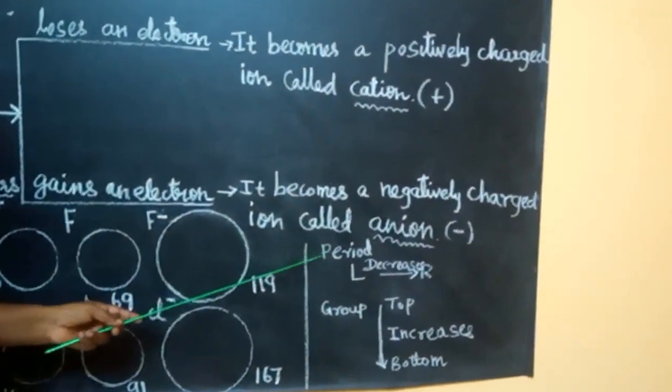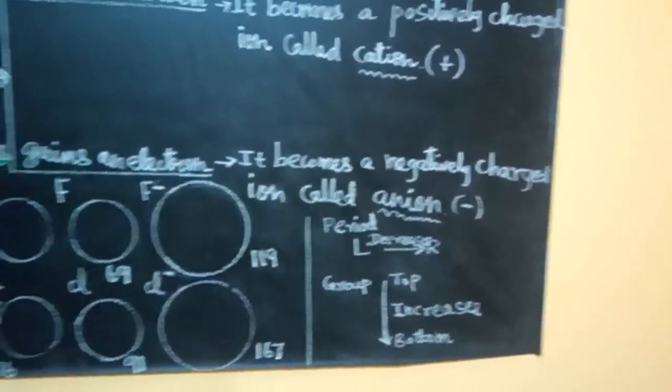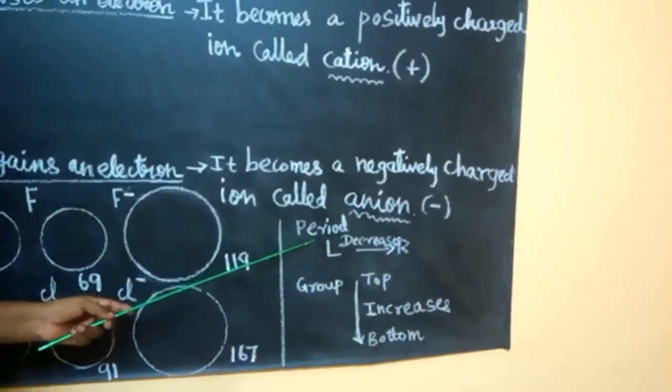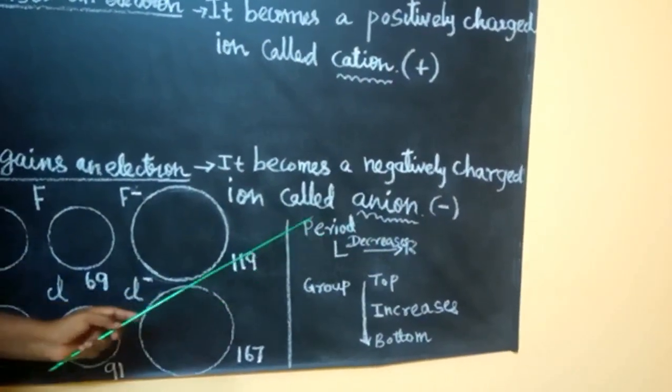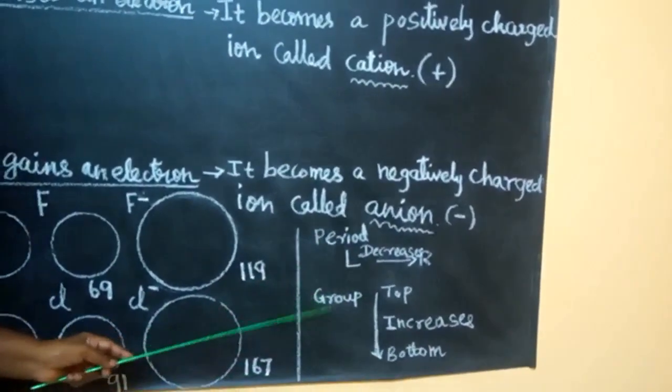Next, compare with atomic radius. The ionic radius decreases from left to right along the period, and increases from top to bottom down the group.